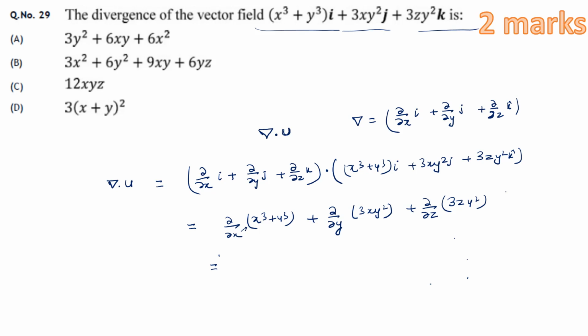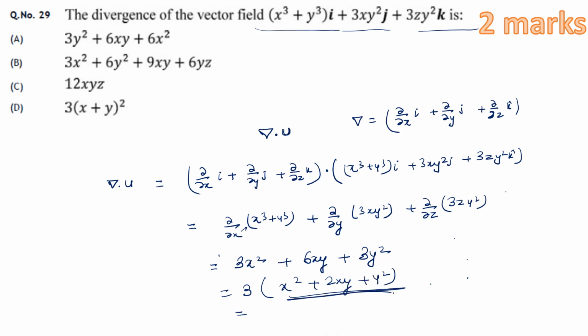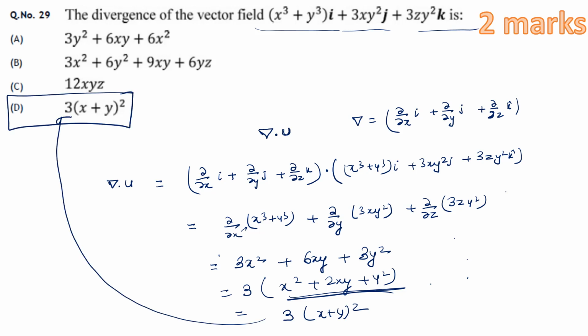So it will be differentiated in terms of x, so it will be 3x square, and differentiation of y cube will be 0, and here it will be 6xy plus 3y square. Right, so we can write it here 3 common, x square plus 2xy plus y square. So this is a formula of x plus y square, so it will be 3(x plus y) whole square. Right, this is given here in terms of this.